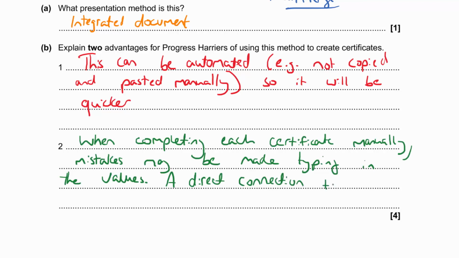So I've said if you are actually typing in these values manually, mistakes might be made, but if you have a direct connection to the database, this won't happen. Unless you've got a mistake stored in the database, it's not going to magically break on its way to your template. So it means this won't happen.